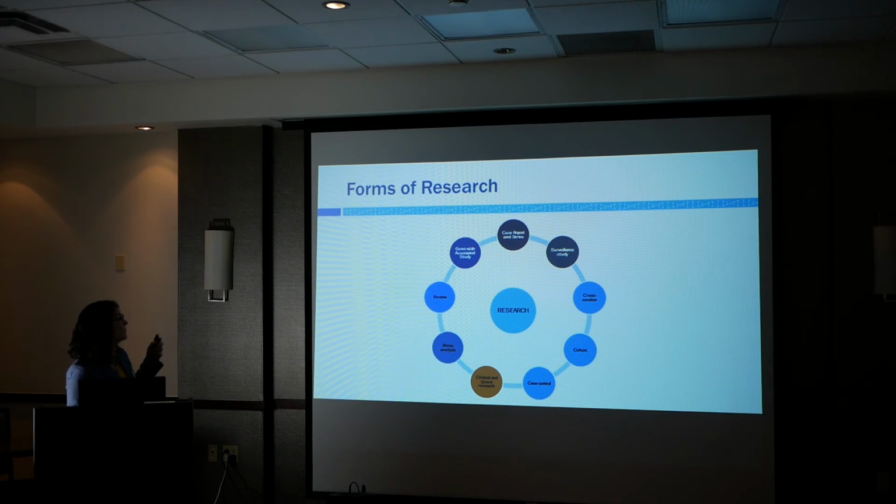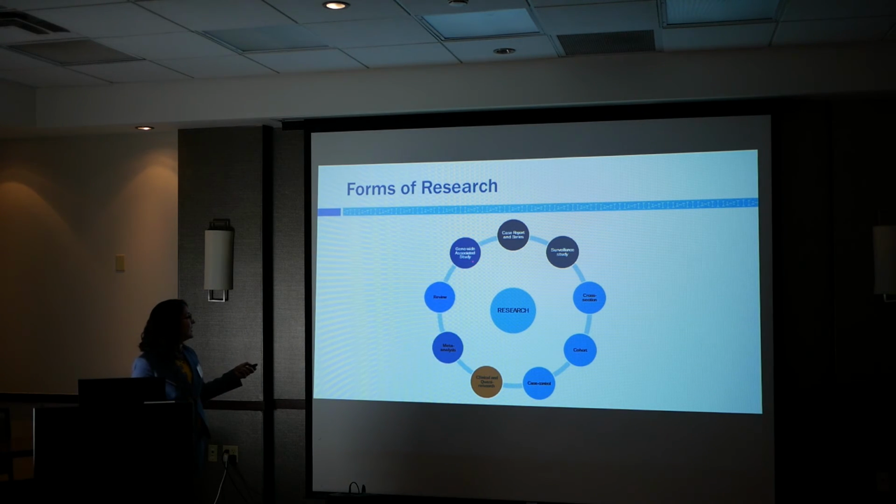Okay, so the forms of different research that we're going to talk about today. We've got case reports and series and surveillance studies. Then we've got cross-sectional, cohort and case control, clinical and quasi-experimental research, and then in our world of genetics, we really look at meta-analyses, reviews, and genome-wide association studies a lot.